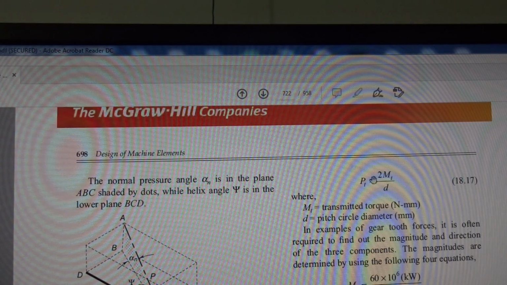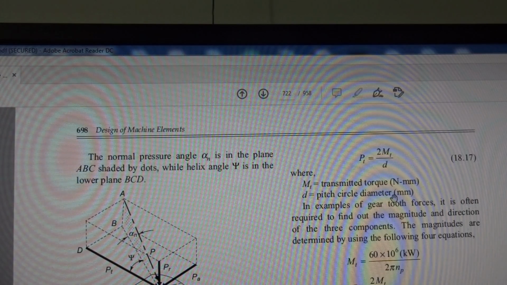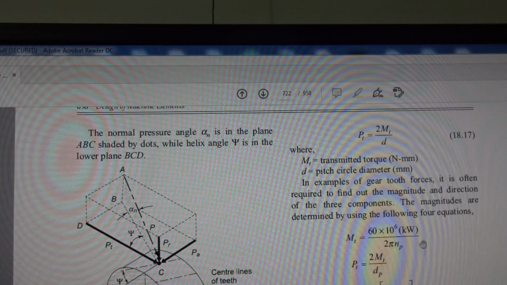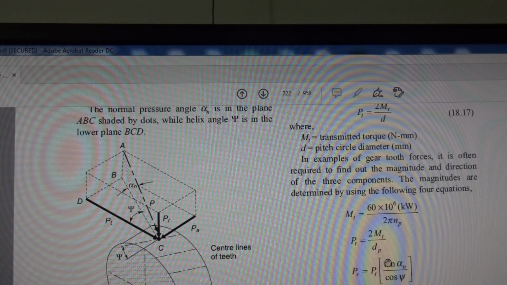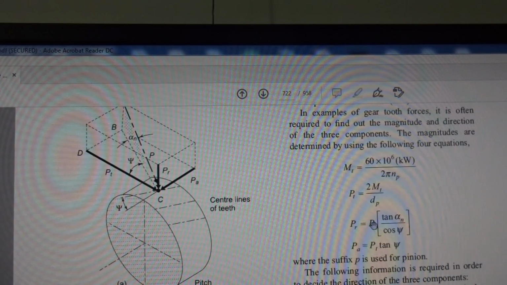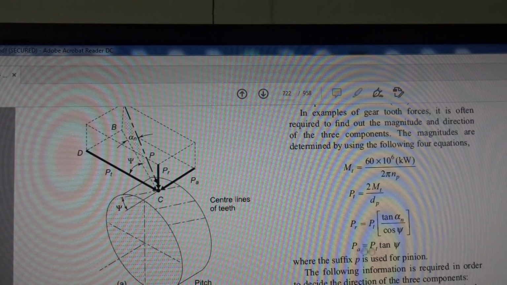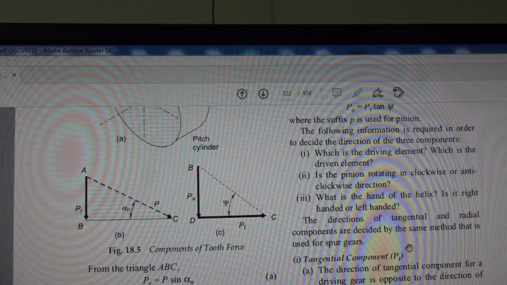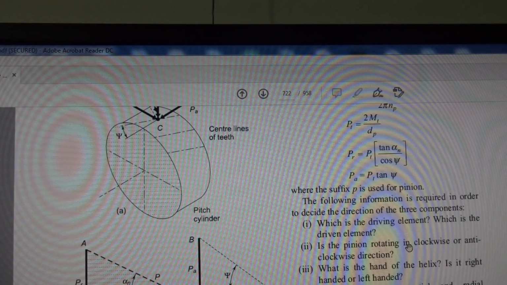PT is obtained from the relation PT equals 2 MT by D, where MT is the transmitted torque and D is the pitch circle diameter, and MT is also expressed in this way. So you can find PT, and when you know PT, you can get PR is equal to PT tan alpha n by cos psi, and PA is equal to PT tan psi. So these are the force components.